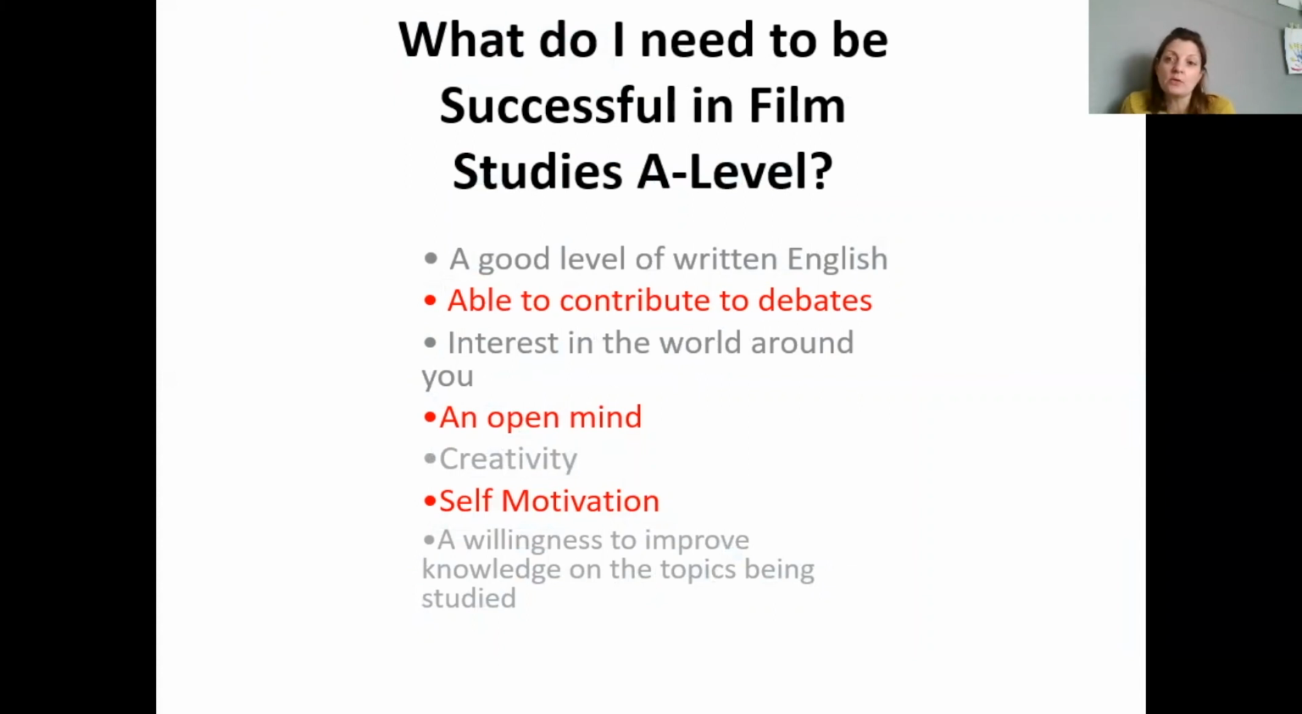And that's really important, you need to have an open mind so that someone can have a completely different opinion from you, and that's also okay. It really helps if you've got an interest in the world around you, because films are often reflecting or responding to events in the world, and the more you know about that, that's actually going to be really helpful for you to understand what the film's trying to do. Obviously, a level of creativity is important because you've got to make something, whether that's a script or the finished product. You need to be quite self-motivated because you are required to watch films in your own time that are off the syllabus.